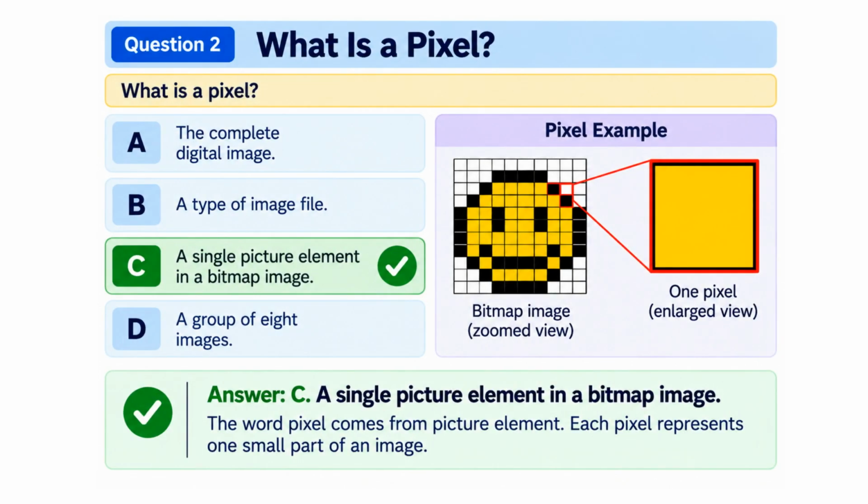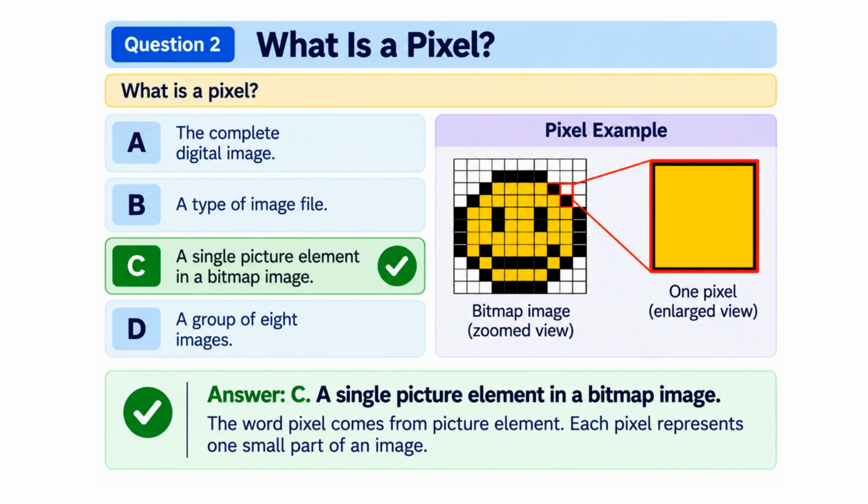Question 2. What is a pixel? The correct answer is C. A single picture element in a bitmap image. The word pixel comes from the words picture element. A bitmap image is made from many tiny pixels arranged together in a grid.